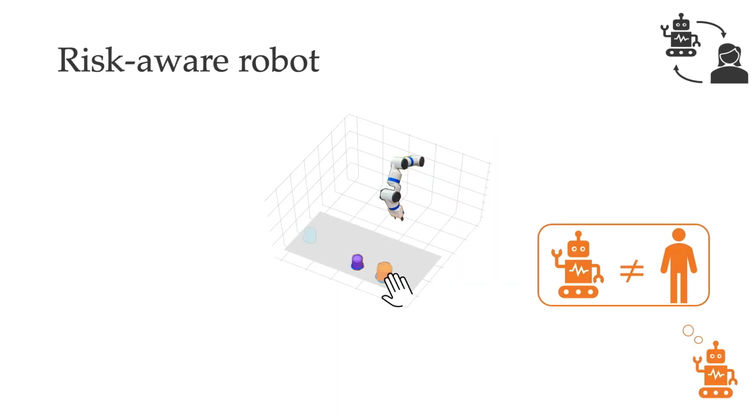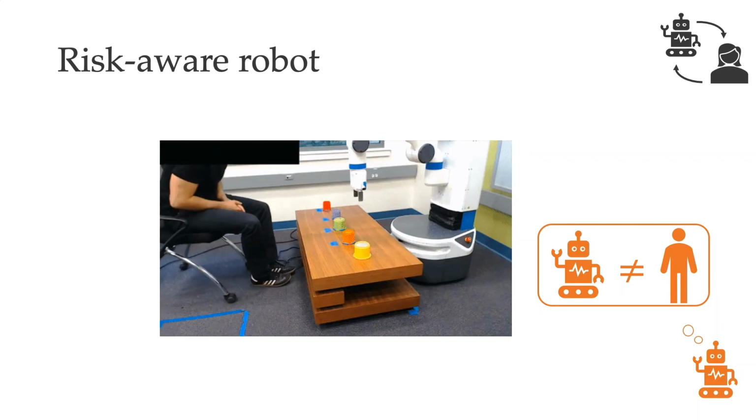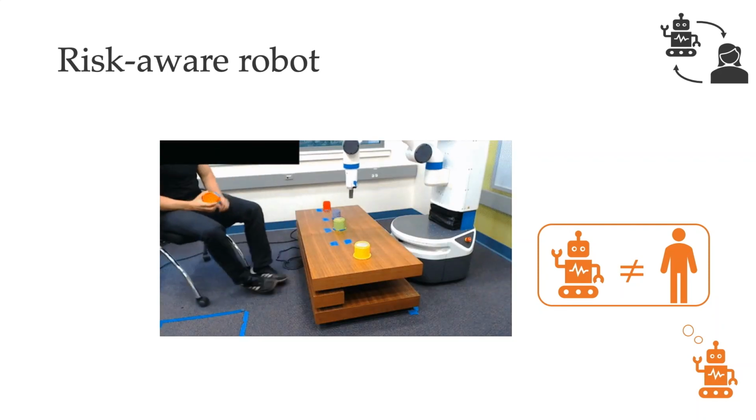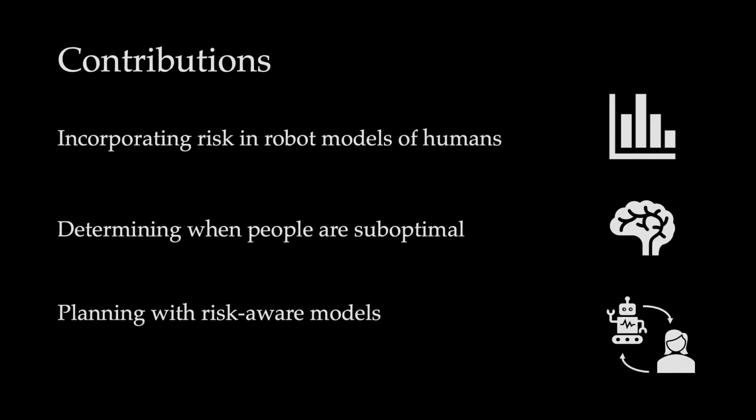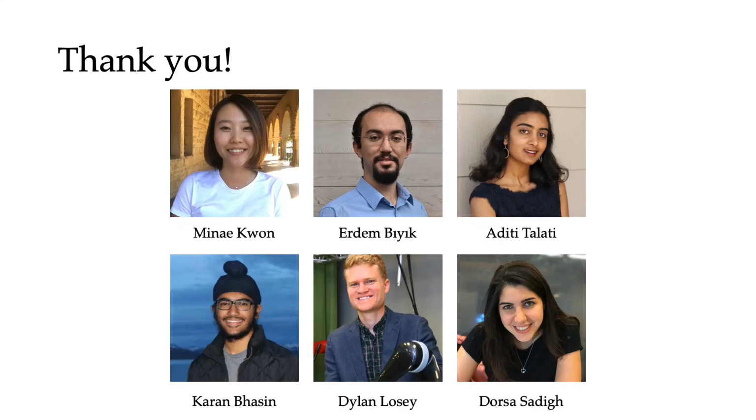Instead, a risk-aware robot can correctly anticipate that the human is overly concerned about the tower falling. When the human reaches for the orange cup, the robot reaches for the purple cup and then stacks the cup without colliding with the human or having to replan. In practice, you can see that planning with the risk-aware model creates a much smoother interaction. In sum, we propose using risk-aware models like CPT to accurately model suboptimal decision-making. Thank you.